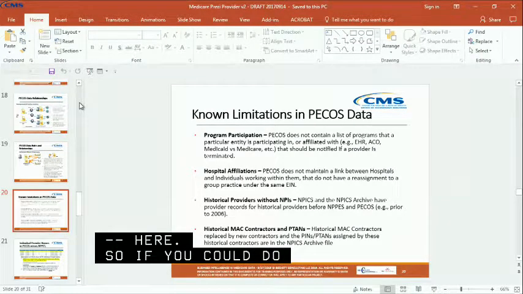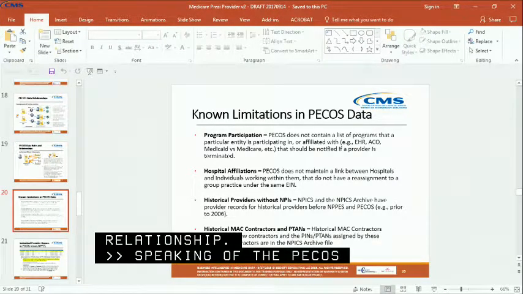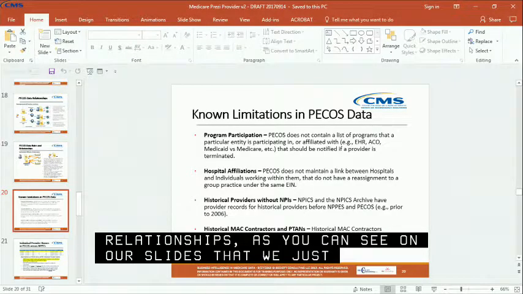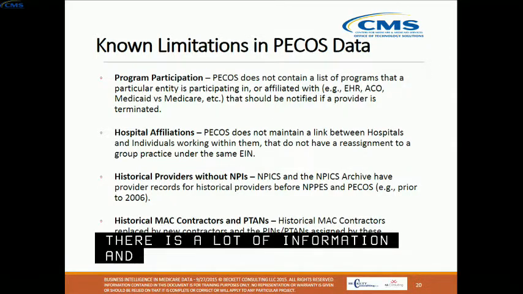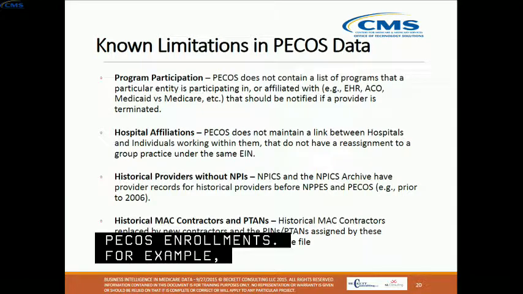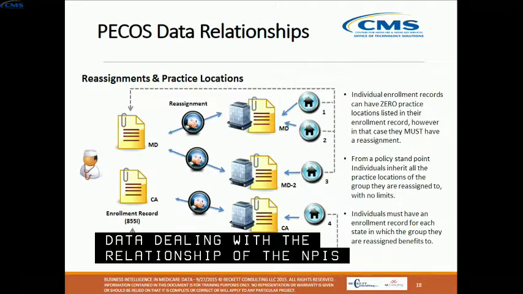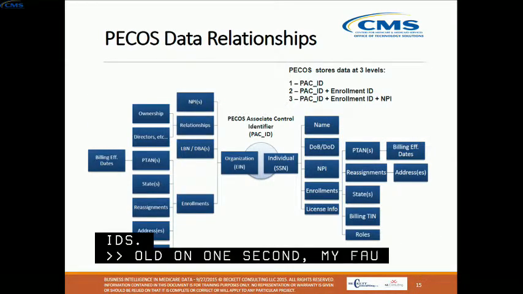Okay. Speaking of the PECOS data relationships, as you can see on our slide here that we just reviewed, there is a lot of information and attributes associated with PECOS enrollments. For example, there are a number of relationships in the PECOS data dealing with the relationship of NPIs to tax IDs. Okay, hold on for one second. I apologize, this was my fault. I'm going to go back to this slide. Go ahead and do the commercial again.